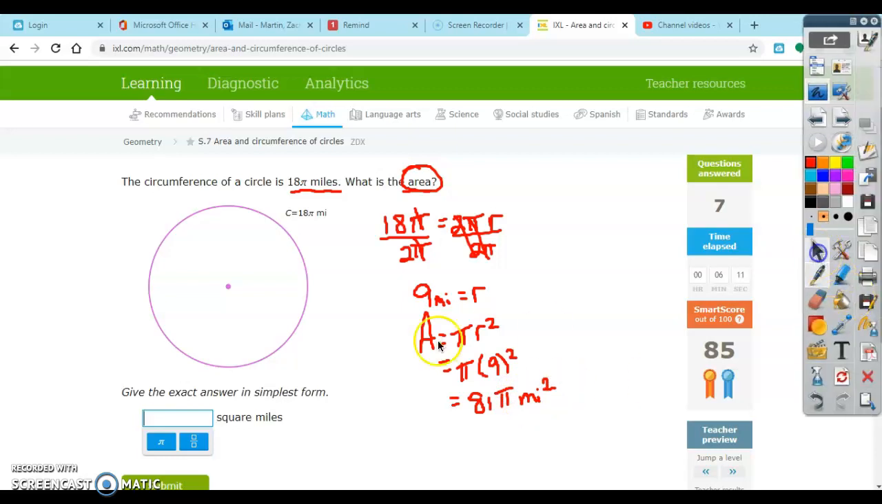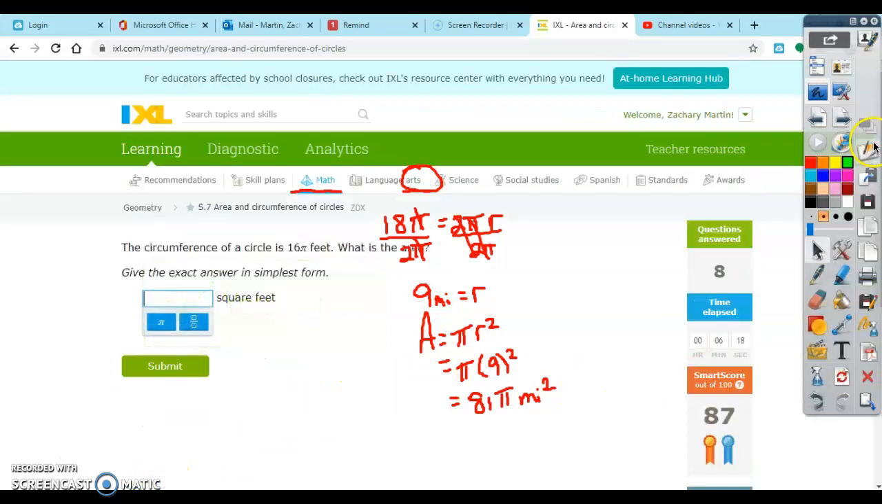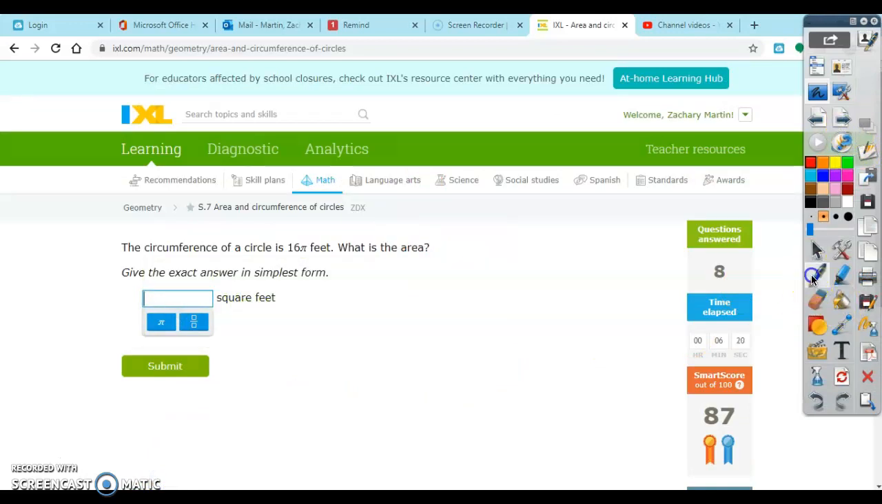So they want the exact answer. We're going to type in 81 pi square miles. Fantastic. Then they give us another one like that. We'll run through one more of these, and then I think that'll be it for this video.